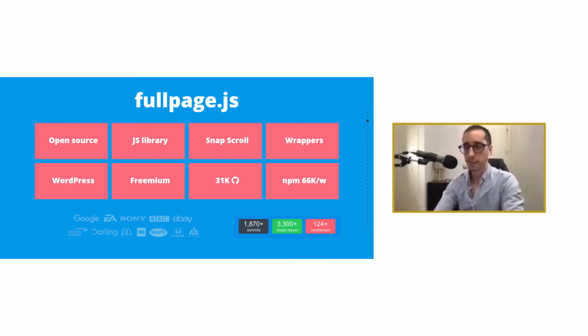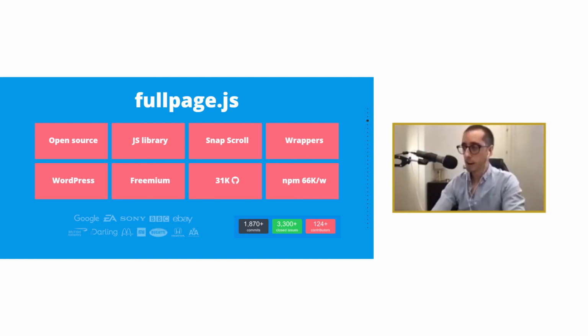So right now it has around 31,000 likes on GitHub and an average of 66,000 downloads per week on NPM. That's without counting other downloads directly from GitHub or Bower or any other package management. It has been used by big companies like Google, Sony, the BBC, National Geographic, Coca-Cola, British Airways, and many others that I don't know of, of course.